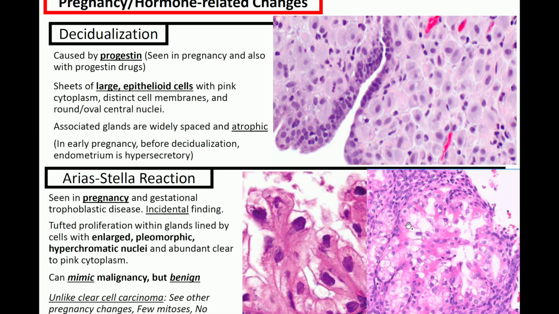It's an incidental finding where you have a tufted proliferation with glands lined by cells with enlarged pleomorphic hyperchromatic nuclei and abundant clear to pink cytoplasm. It can mimic a malignancy, but it is benign. And unlike clear cell carcinoma, you'll see other pregnancy changes, few mitoses, no invasion, and only focal or low Ki67.